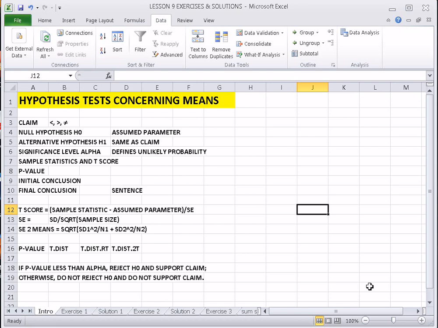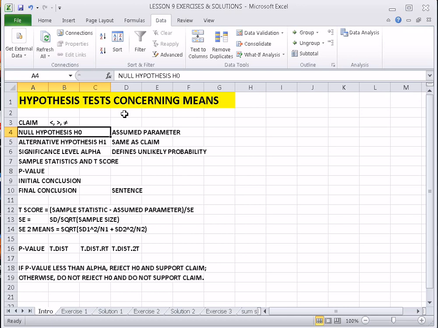Let's quickly review the steps of a hypothesis test that we looked at when we talked about hypothesis tests for proportions. So first of all, you need to make a claim. The claim should be in terms of an inequality, such as less than, greater than, or not equal to. And the claim concerns a parameter. Before we discussed the population parameter of the proportion, and now we're going to discuss the population parameter mean.